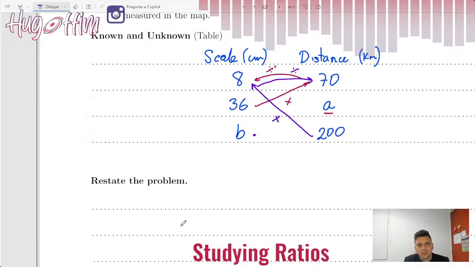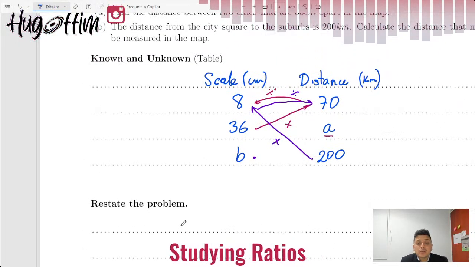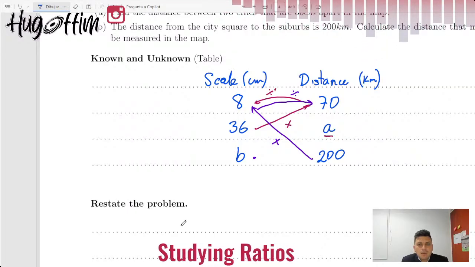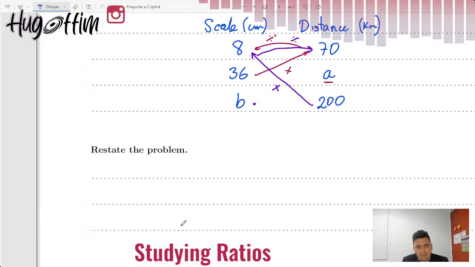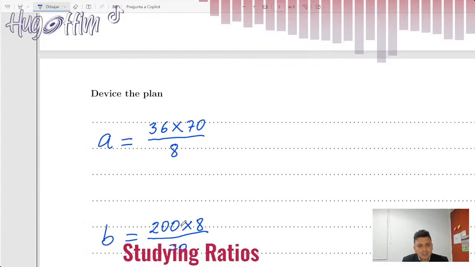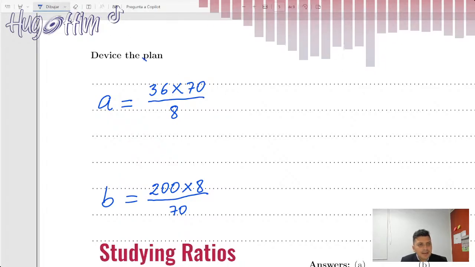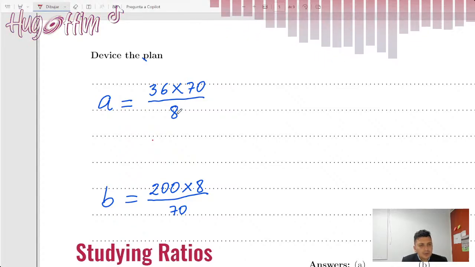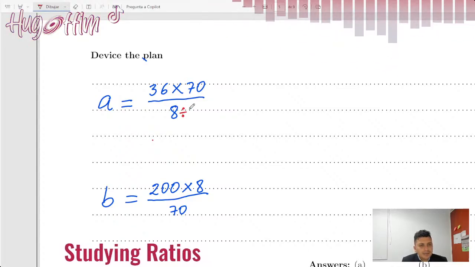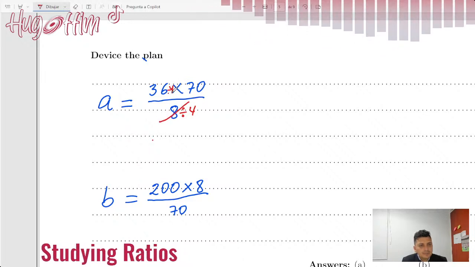I just need to be sure that I'm doing a good job here. Okay, yep, everything seems correct. Now I just need to simplify these values. To simplify, I'm going to divide by common factors. For example, I can divide 8 by 4 and 36 by 4.